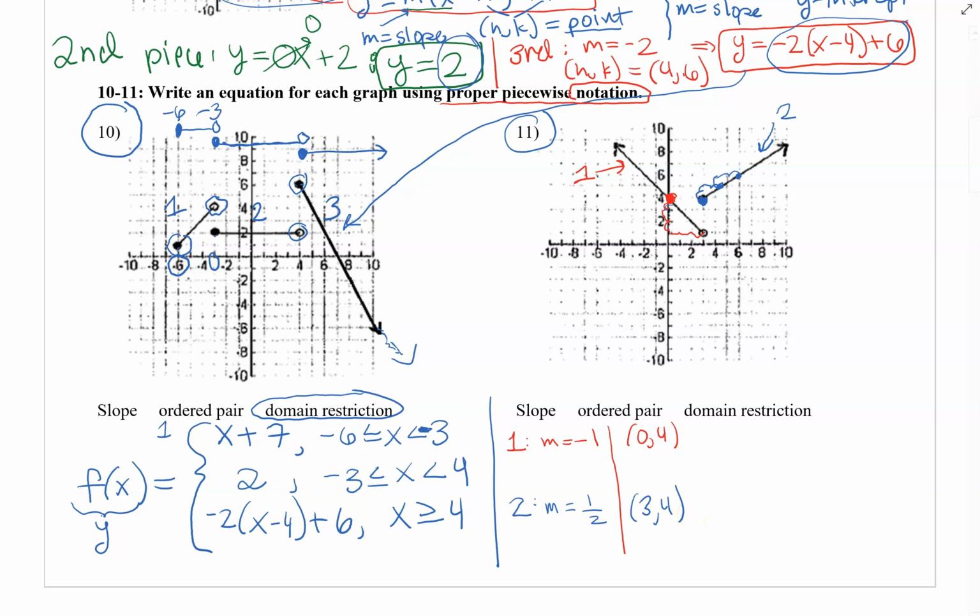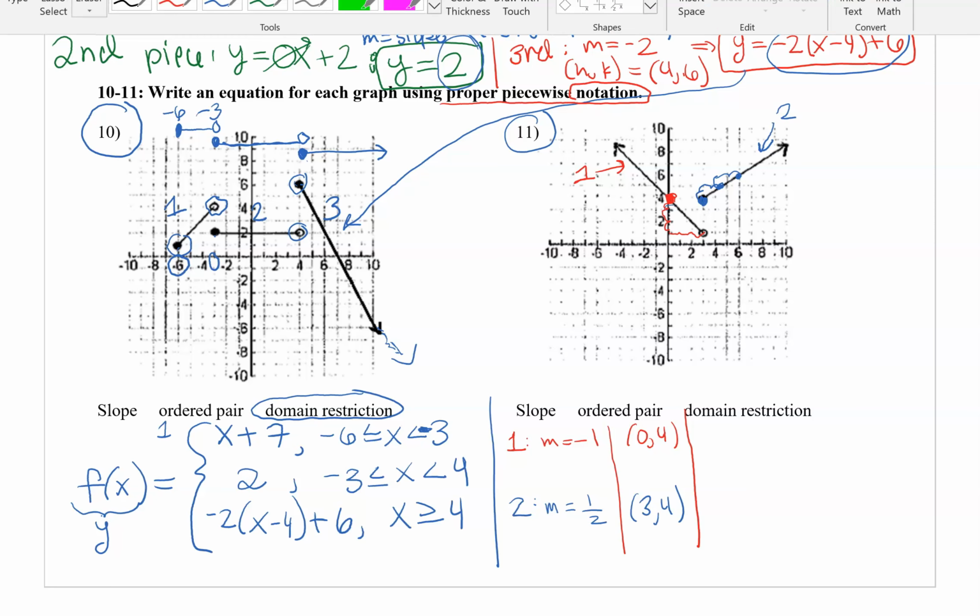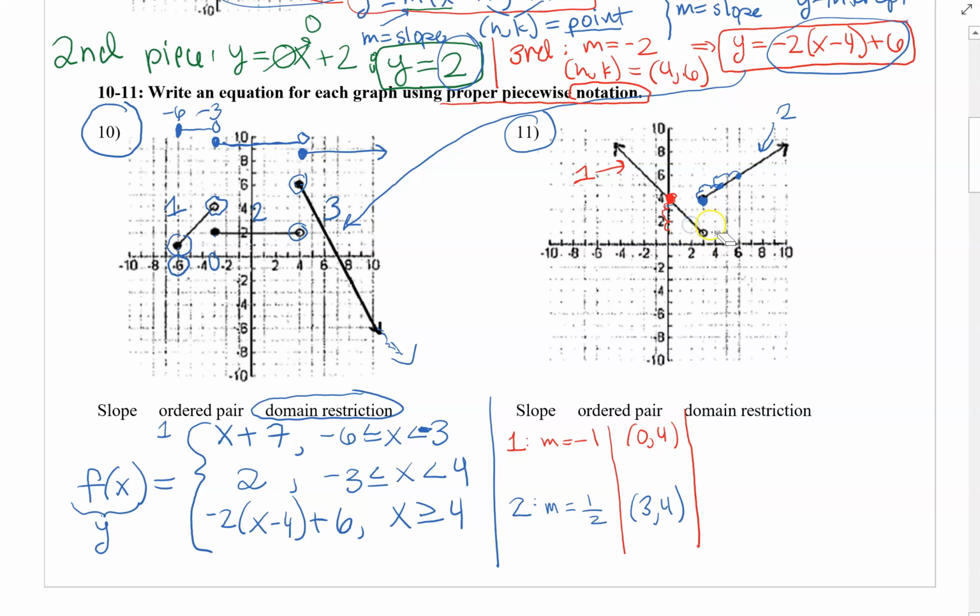Now for the domain restriction, that means what part of the x-axis is it on? I can see for this first piece, here let me erase this part. It had an open circle right there where x is 3. So it's not including 3, but that's how far it goes up to, and then it's everything to the left from there. So that would be my domain restriction.